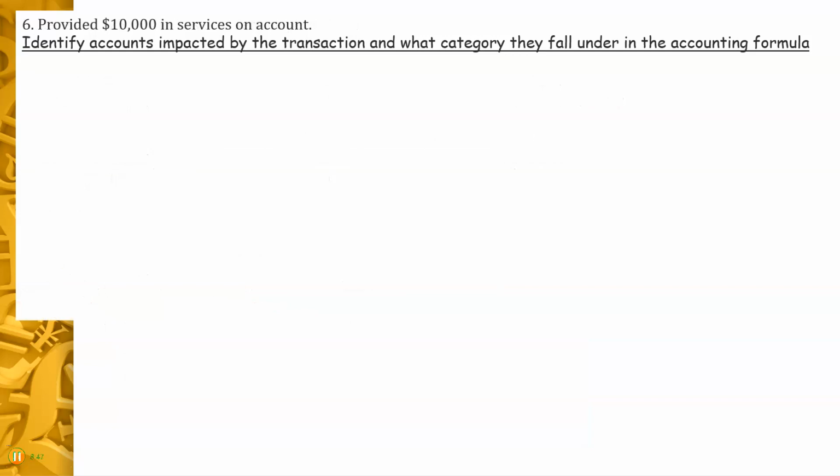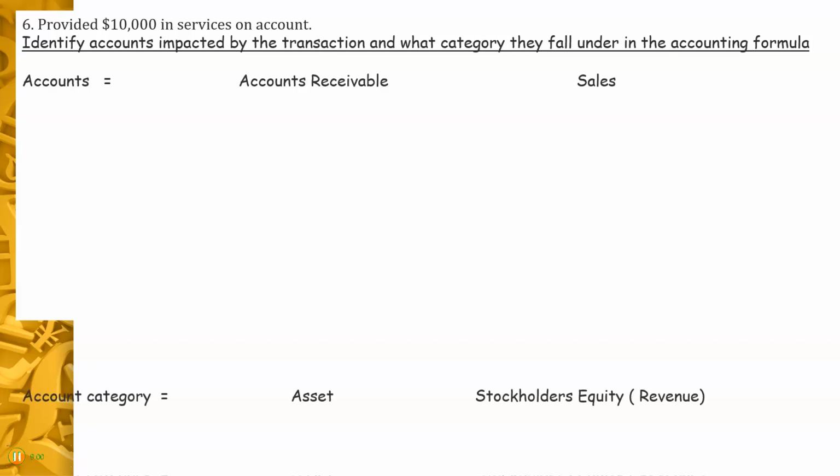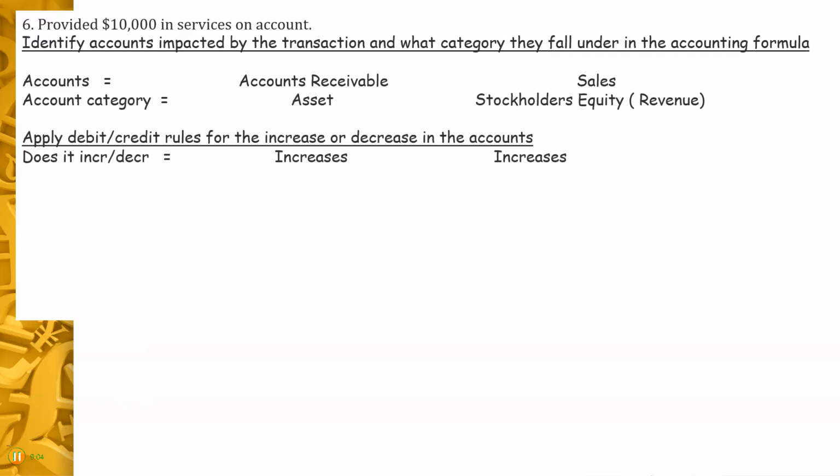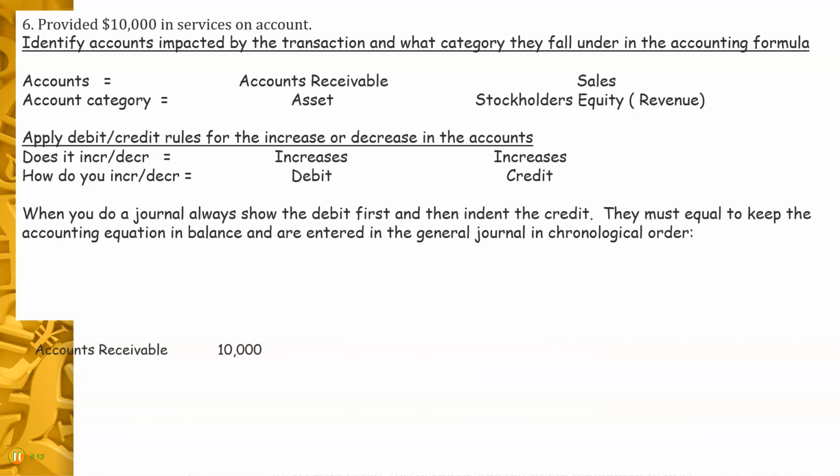Now we provided $10,000 in services on account. Again, whenever you see "on account," no cash exchanged hands. So in this case, since we provided services and now someone owes us money, it's going to be an accounts receivable, which is an asset. And it went up along with stockholders' equity. So we know our debit and credit. And now we can do our journal entry.